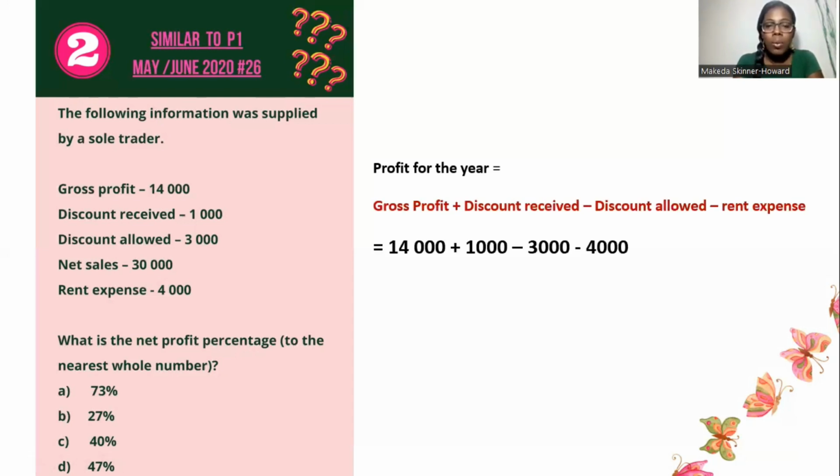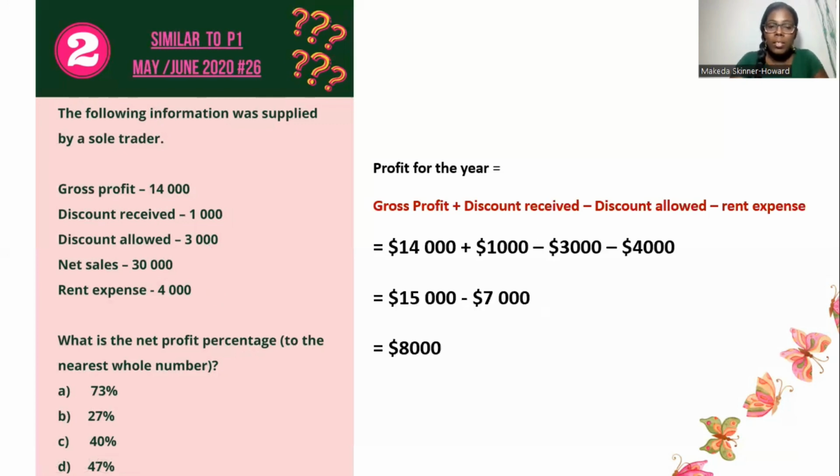So this is what we would end up with. Gross profit is 14,000. Discount received is 1,000. Discount allowed was 3,000 and the rent expense was 4,000. With that down, you will end up with 8,000 as your profit for the year. Now that is not the answer. We have to use that information to get the answer.